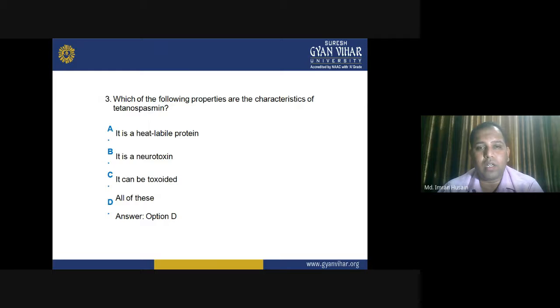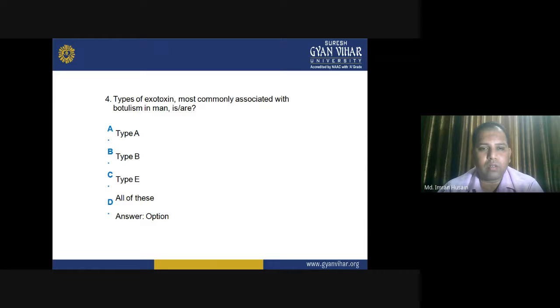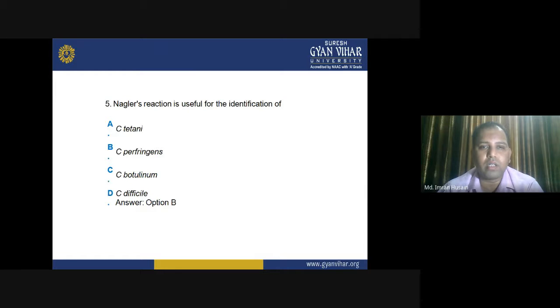It is a heat labile protein, it is a neurotoxin, it can be toxoided. Which type of exotoxin is most commonly associated with botulism in man: type A, type B, type E, or all of these? Nagler's reaction is used for the identification of Clostridium perfringens. The most toxic exotoxin is botulinum toxin.